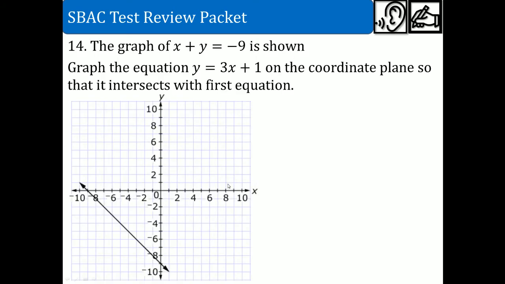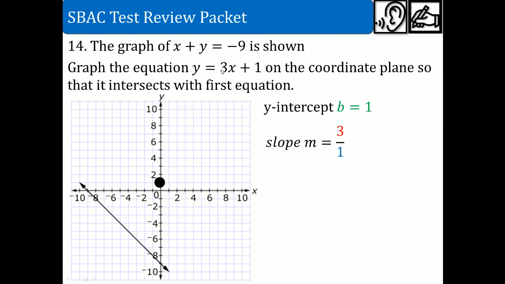Number 14. The graph of x plus y equals -9 is shown. Graph the equation y equals 3x plus 1 on the coordinate plane so it intersects with the first equation. The y-intercept for this equation is 1 because it's plus 1 right here. So I put the dot there.